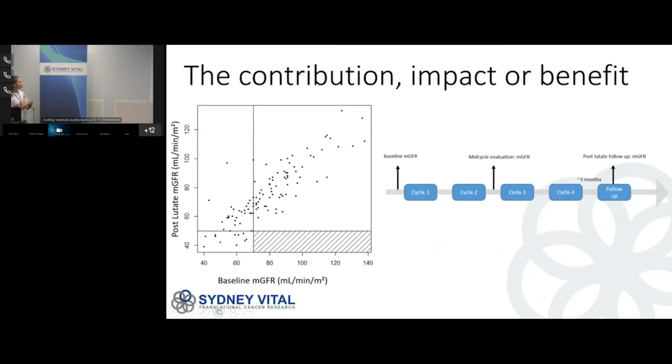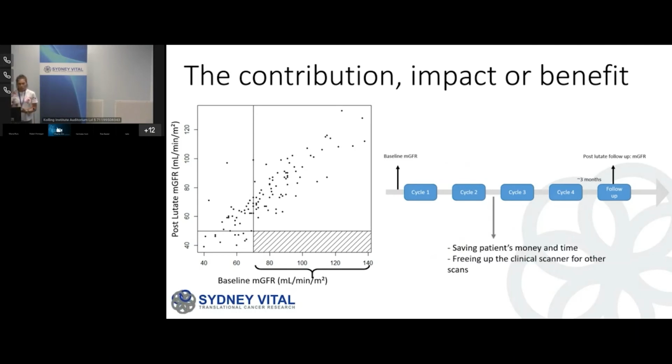So now we wanted to look at the impact, the contribution, and benefit. So one thing we looked at was the baseline renal function and if that had an impact on post-lutate function or gave us a clinical insight. So here we found that when patients had a baseline of 70 mils per minute, the post-lutate, as you can see here, didn't fall below 50 mils post. So when we look at our patient protocol, we can see that we can safely omit a mid-cycle evaluation for these patients, saving them money and time, and also freeing up the scanner for other clinical needs.